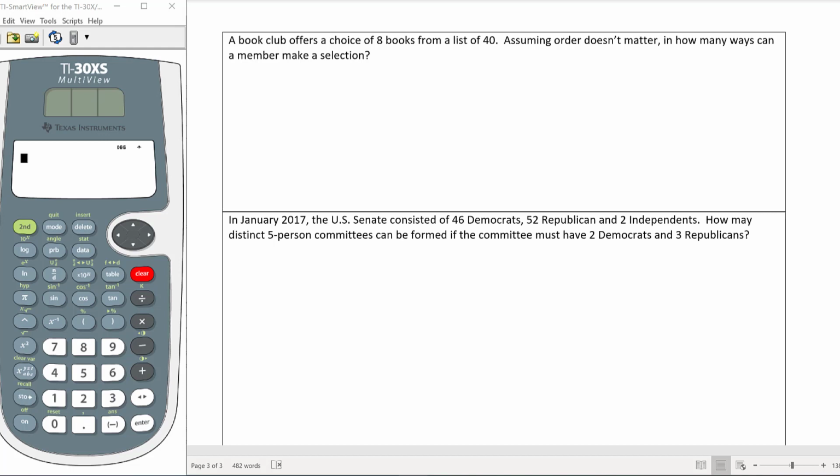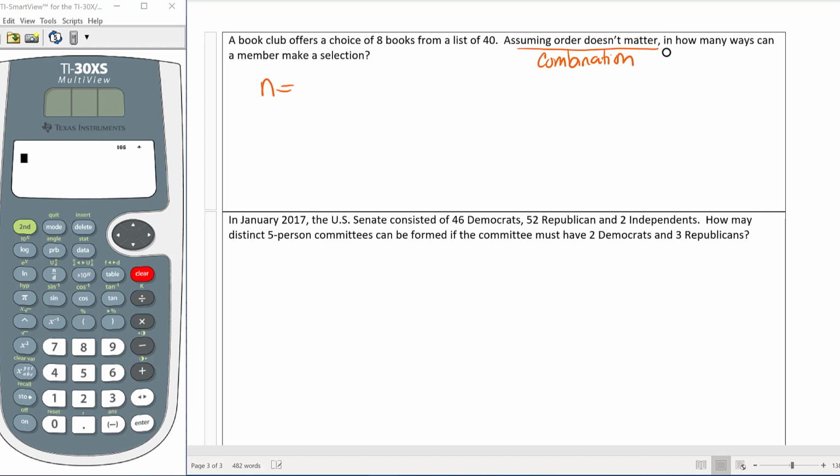So we have a few more examples. A book club offers a choice of 8 books from a list of 40. Assuming order doesn't matter, how many ways can a member make a selection of the 8 books? Because it says assuming order doesn't matter, I can automatically assume that this is a combination.